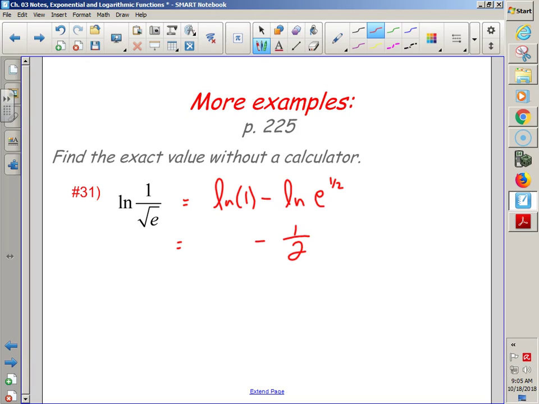Oh, but ln of 1, that one's hard. ln is log base e. How on earth can I rewrite 1 to be a power of e? Oh. What's another way of writing 1? e to the 0. What's always a way of rewriting 1? The base to the 0, whatever the base may be.